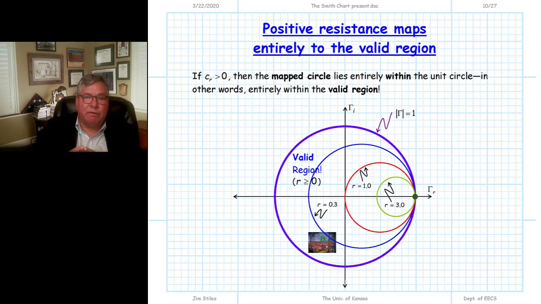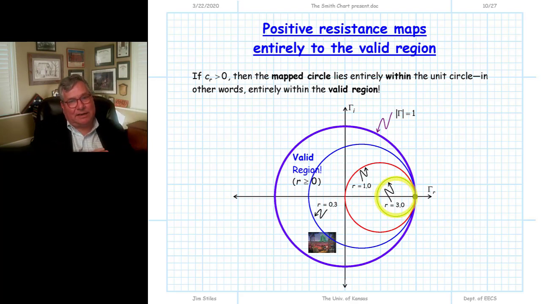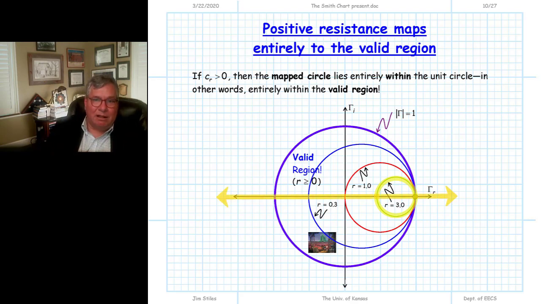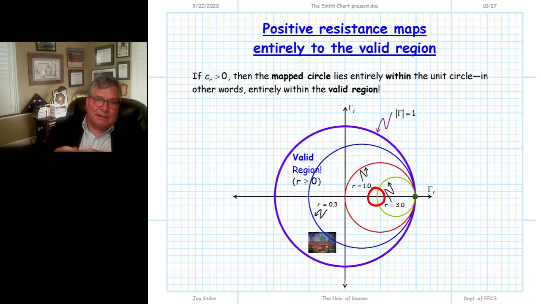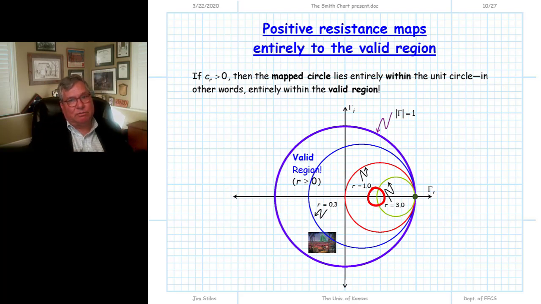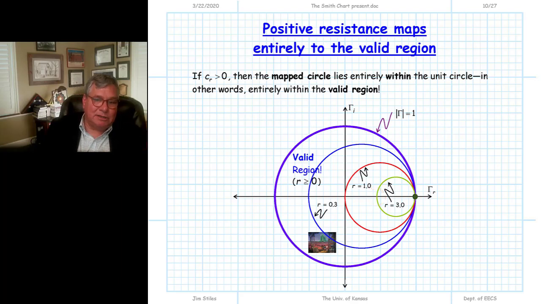If we go further over, we find the green circle, r equal to 3. It intersects the horizontal axis as well, and at that point, that is the mapping for a normalized impedance whose real part is equal to 3, and whose imaginary part is equal to 0. Now, one final thing about these circles.